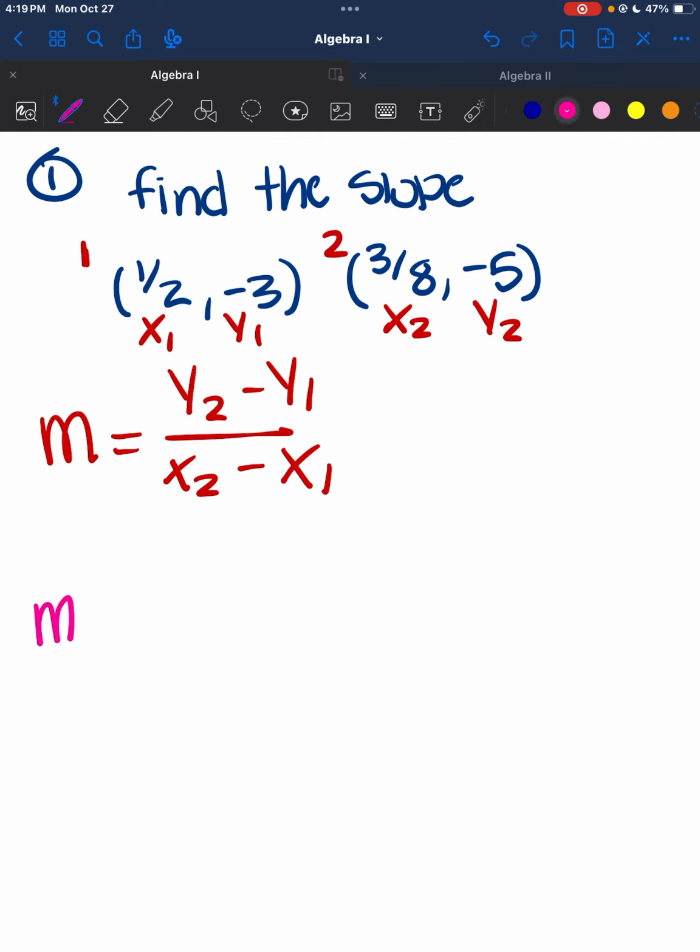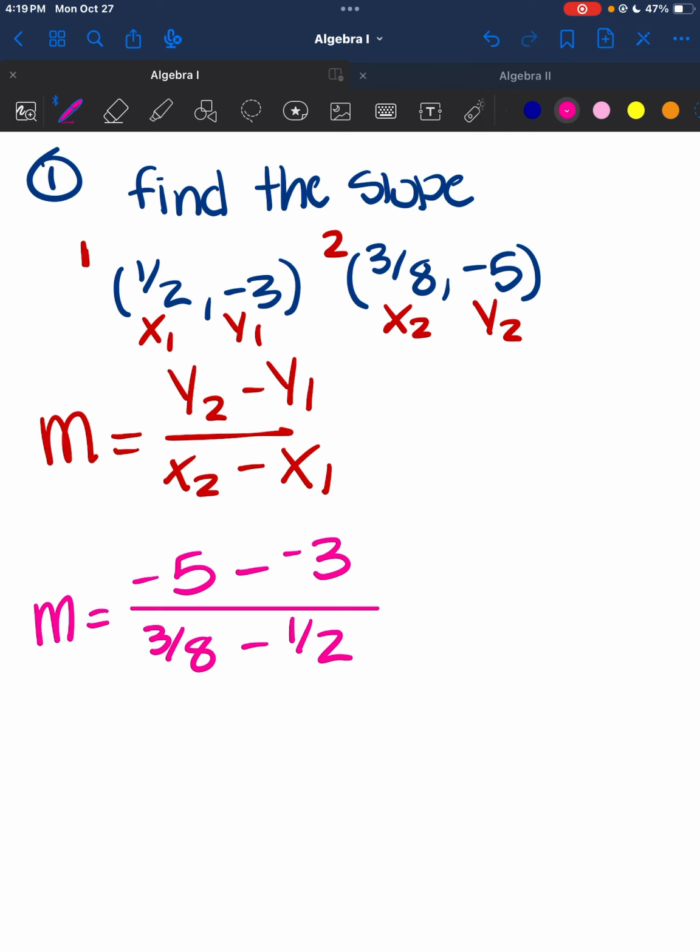So I have m is equal to y2 minus y1. y2 is -5, and then y1 is -3. The formula, however, is y2 minus y1. If I have a minus, I'm going to rewrite my minus sign as well. This is my negative symbol. So I have -5 minus a -3. And this is all over x2 minus x1. x2 is 3/8 minus my 1/2.